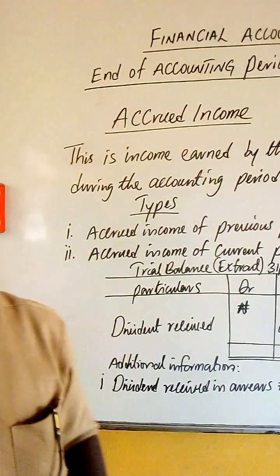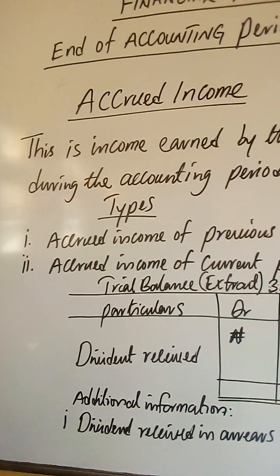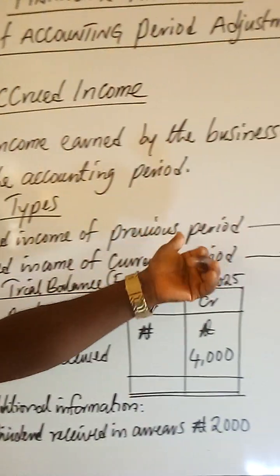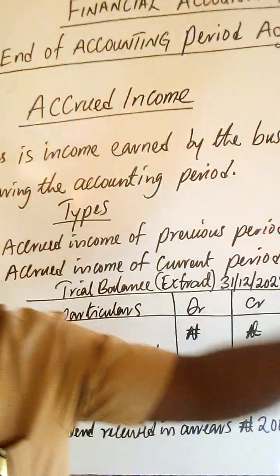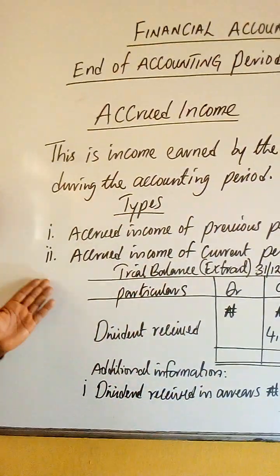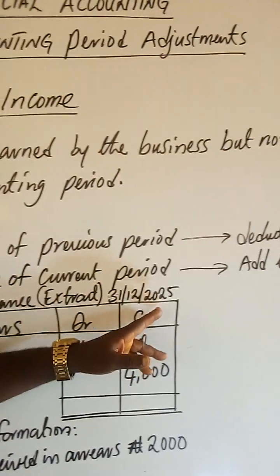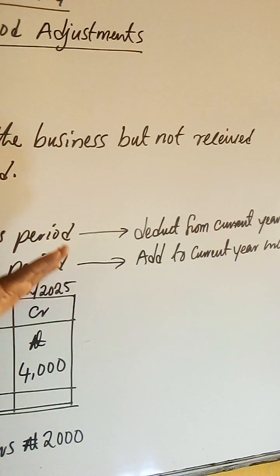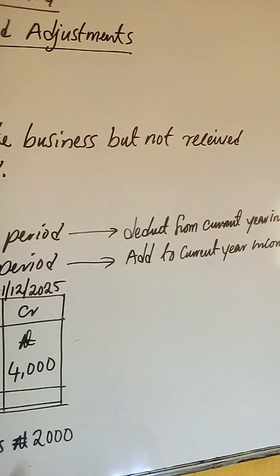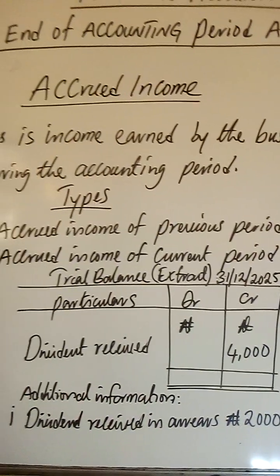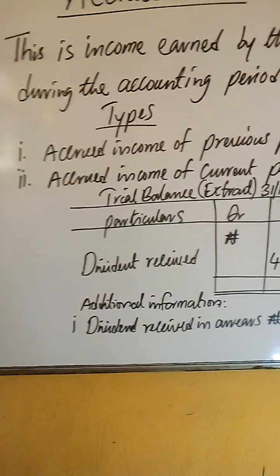So in this case, how do you handle it? Let's begin by looking at the types. We have basically two types of income adjustment. We have accrued income of the previous period brought forward. It's possible that there was an income accrued in the previous period brought forward to the current year. Then the second one is accrued income of the current period, where the current period, like in my example here, is 2025. So if 2025 ends and the business has an income from any investment that is yet to be received, then we call it unearned income that is accrued. That is the income that is earned but yet to be received.